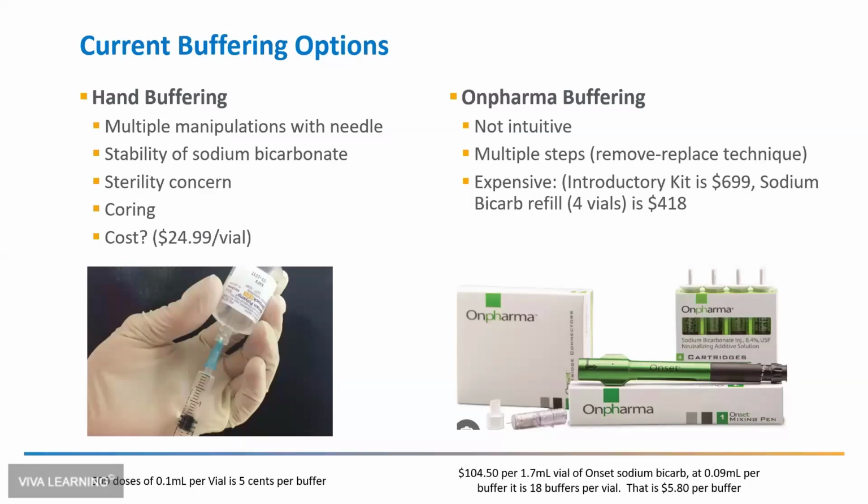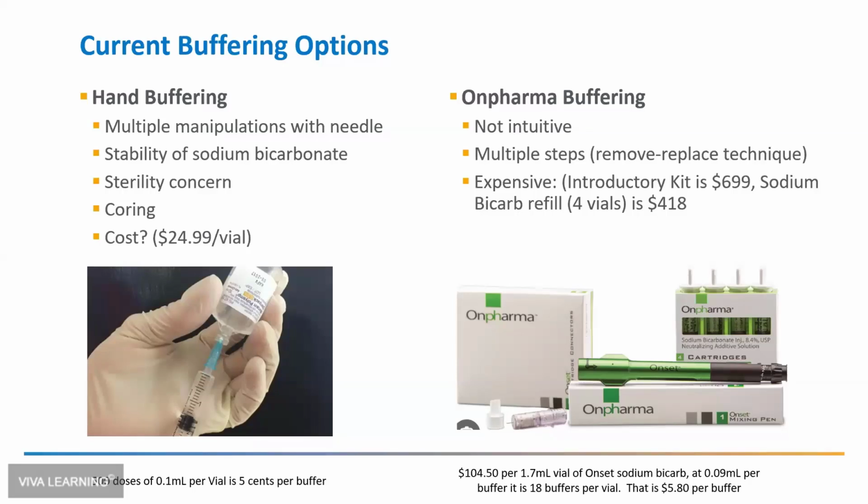Cost, well, the last time I bought a vial of bicarb, it was $25. And I calculated that if I just used 0.1 mLs of bicarb, that could be 500 doses in a vial of bicarb. That's the good news. Bad news is they don't last that long. You'll never get that many out. In fact, you'd probably be throwing a lot of that vial away because of what I'm going to tell you in the next two slides.